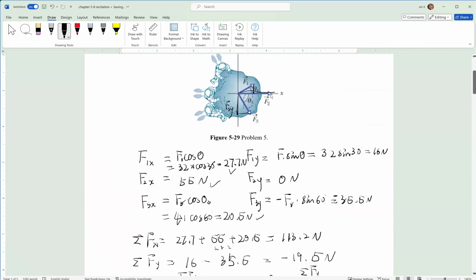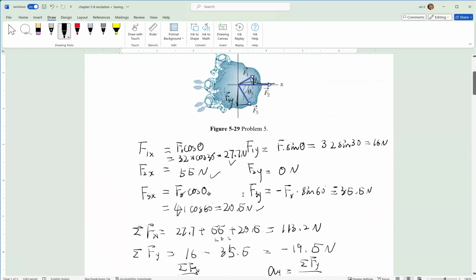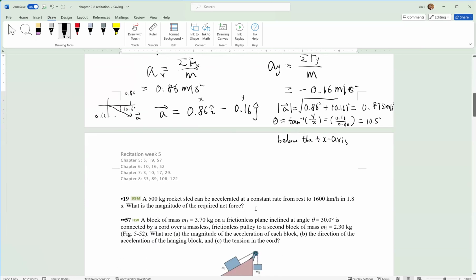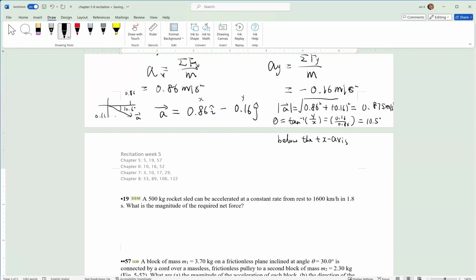When you see problem like this, the forces are given to you, you are going to resolve the vector and then try to get all the force along x direction, try to get all the force along y direction, and then put the net force together. So you will be able to get your net force, and you will be able to get your acceleration. Problem 19 is very simple, okay? So you have to get your acceleration first, and then use acceleration times the mass to get the magnitude of the force. So in order to do that, you have to get V equals to 1600 kilometer per hour.